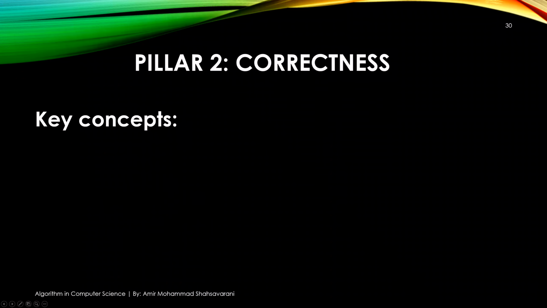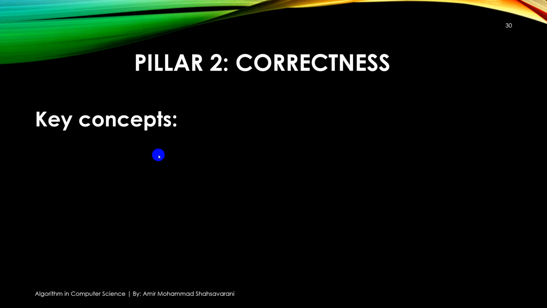Okay, our next pillar, it's correctness. Correctness is the guarantee that an algorithm produces the correct output for a given input. This pillar emphasizes the importance of verifying the correctness of an algorithm, ensuring it behaves as intended and avoids errors or bugs. So it would be to some extent alike some issues of validity we call in psychometrics.